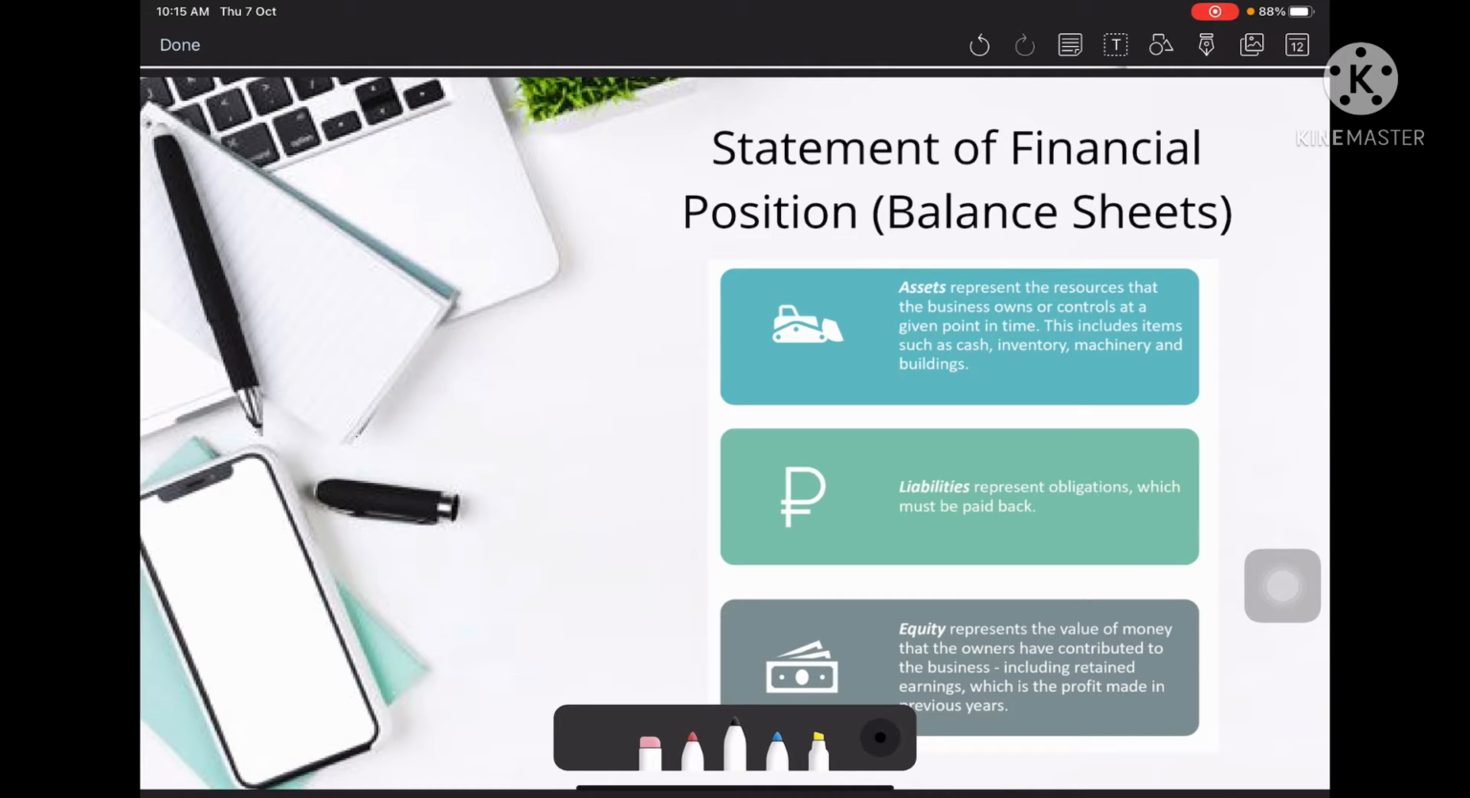Number 1, statement of financial positions or the balance sheet. I'm sure you are already familiar with the balance sheets. It looks like a T account. On the left hand side we have the assets, on the right hand side we have the liabilities and also the equities. Okay, so basically this is the shape of it. The balance sheet. Alright, so let's have a look at the items one by one.